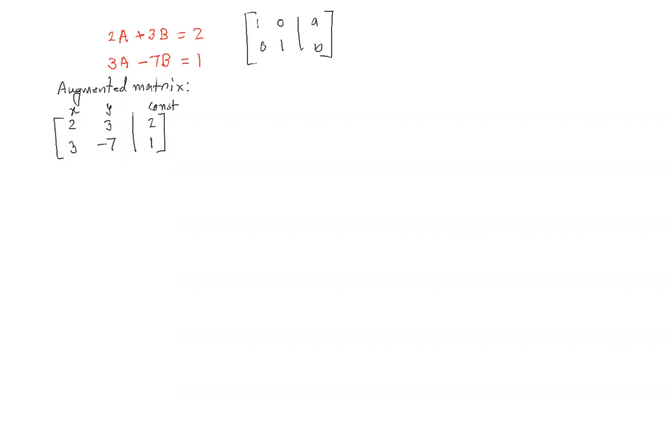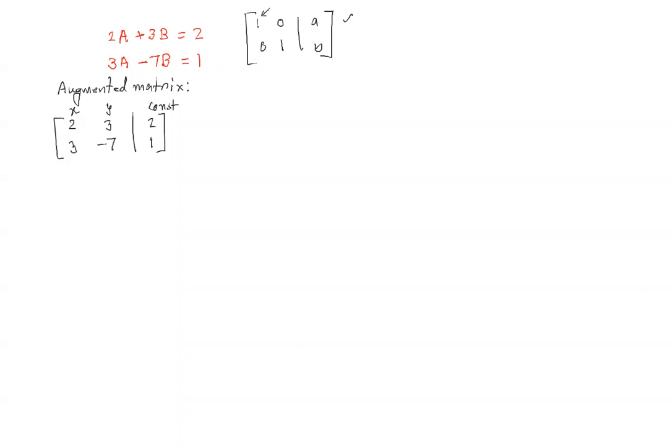Now, what we need to do is this. We need to apply the row operations and bring it to reduced row echelon form. Remember, we need to make the top left corner a 1. Hopefully you remember the rules.